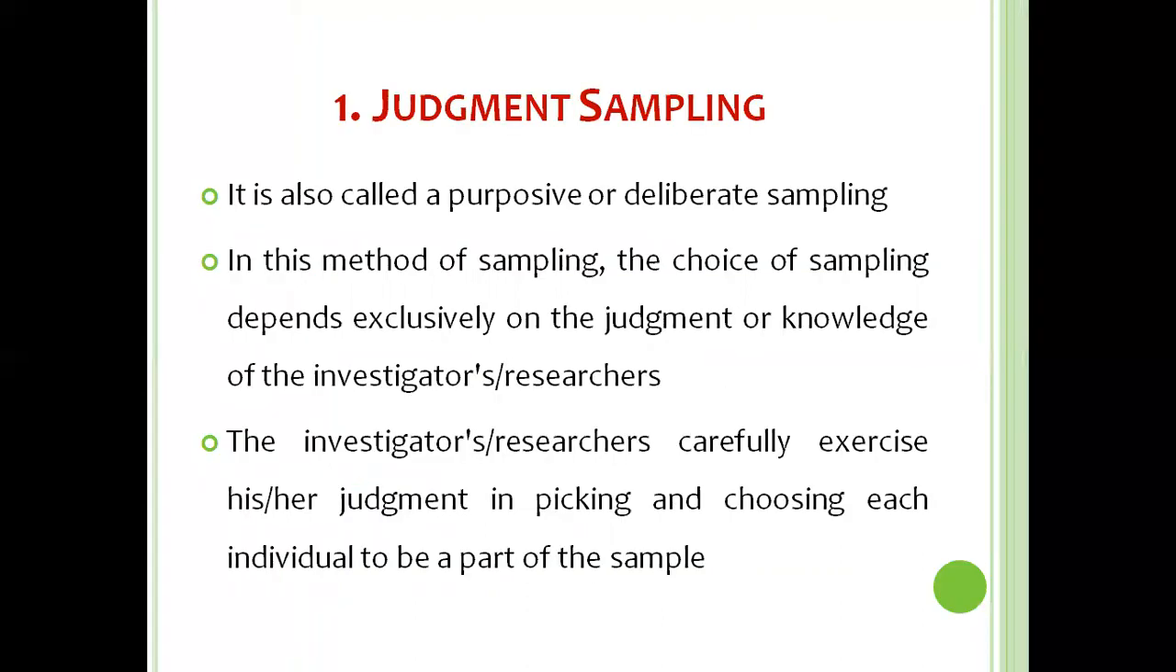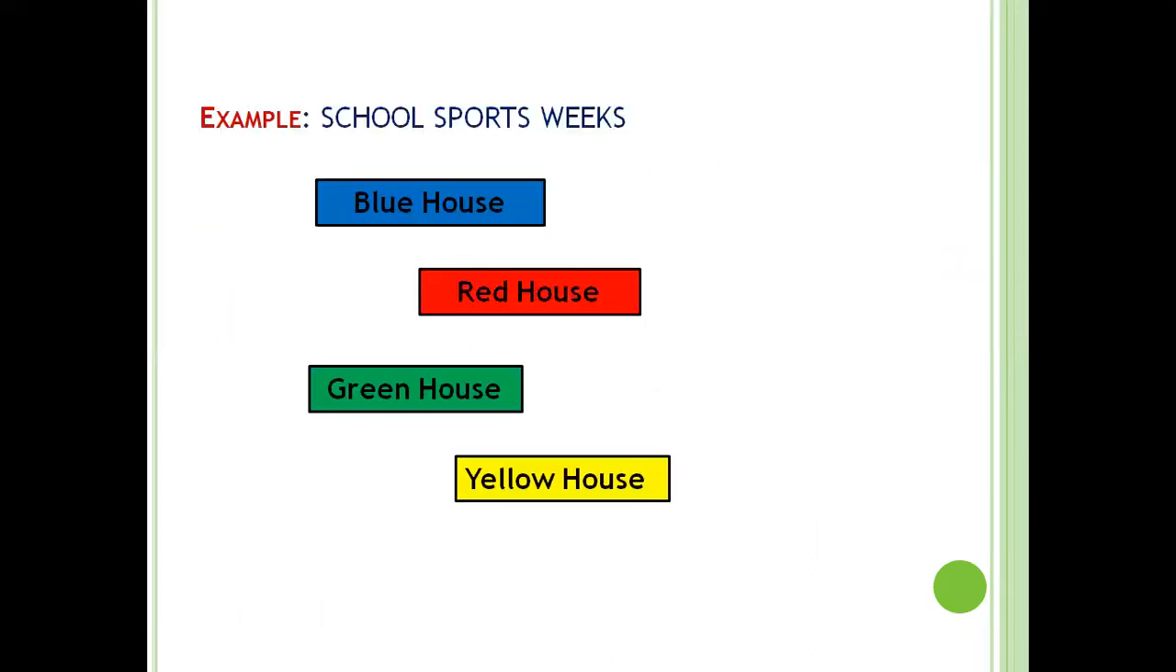What is judgment sampling? In this method, the samples from the population are selected based exclusively on the choice or the judgment of the researcher. Therefore, it is also known as purposive, deliberate, or authoritative sampling. To understand this, let's take an example here.